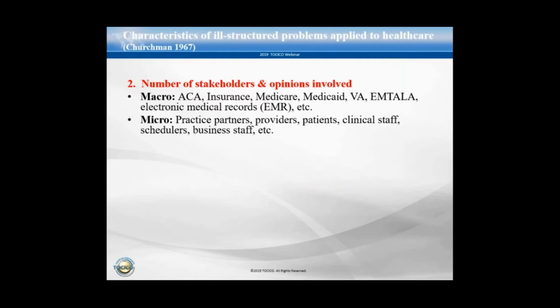The number of stakeholders and opinions involved. Here I've listed some of the macro stakeholders in healthcare: the Affordable Care Act, the insurance companies, Medicare, Medicaid, so on and so forth. And at the micro level, the owners of the medical practice, the providers, the patients, the clinical staff, schedulers, so on and so forth. So if you ask any of these providers or any of these stakeholders, you would get a different perspective of the healthcare problem at the macro and the micro level.